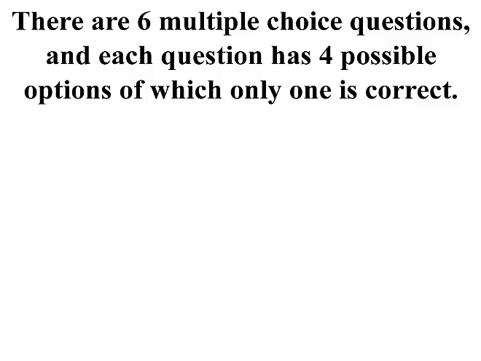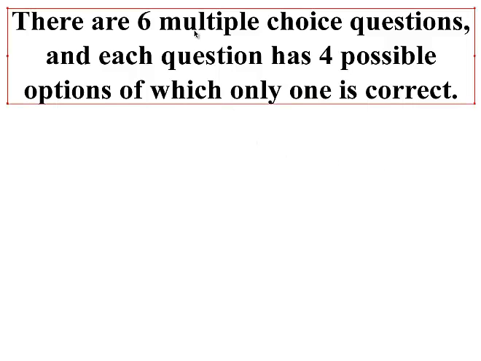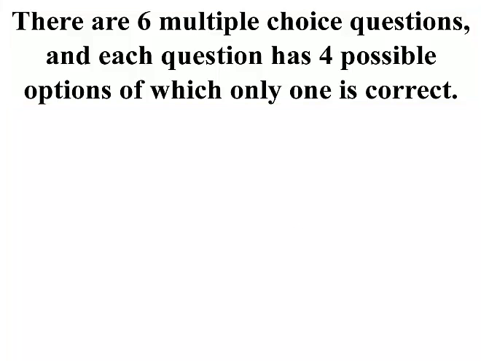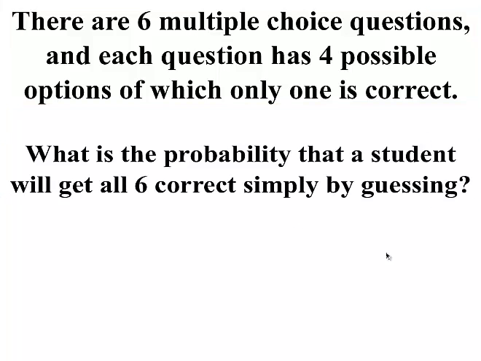All right, here's a probability question. There's six multiple choice questions. Each question has four possible answers, right? A, B, C, D. Only one is correct. So the first part of the problem is kind of easy. What's the probability that somebody's going to get them all right simply by guessing?